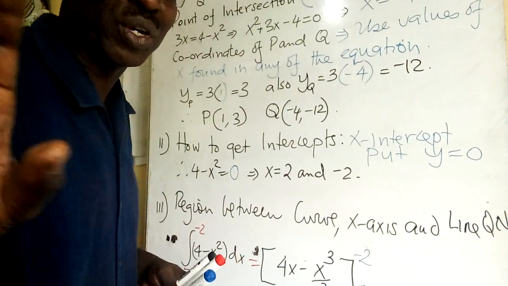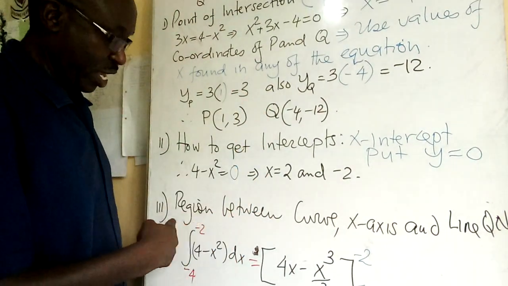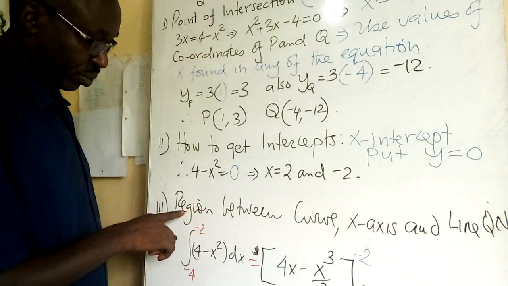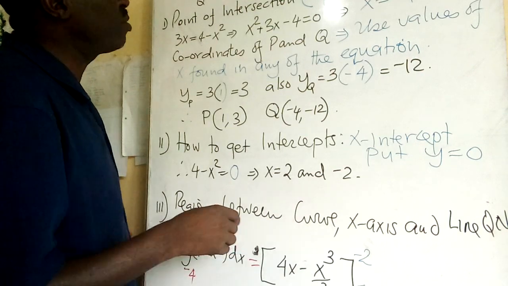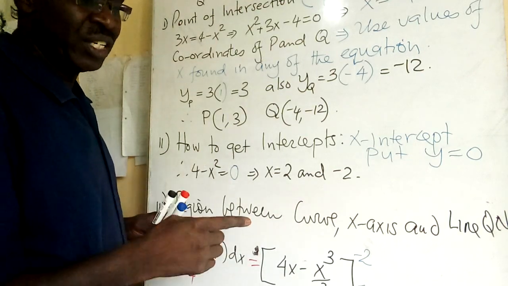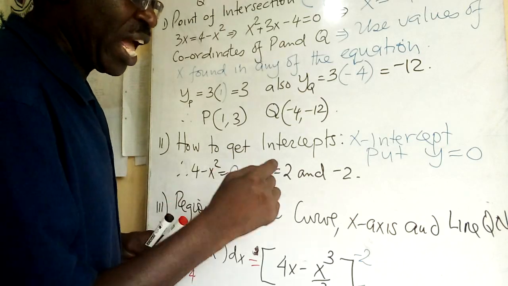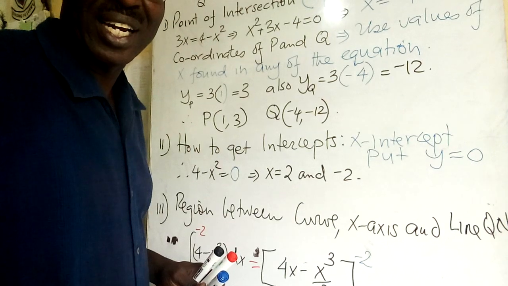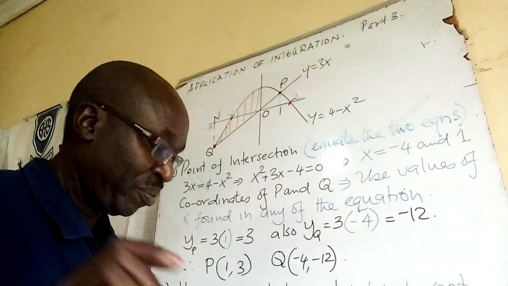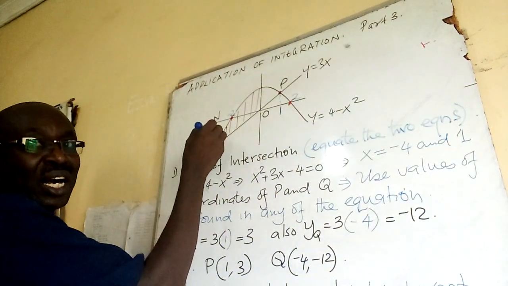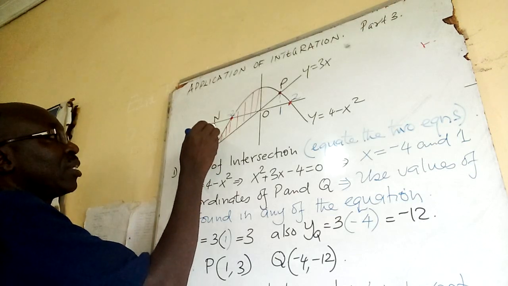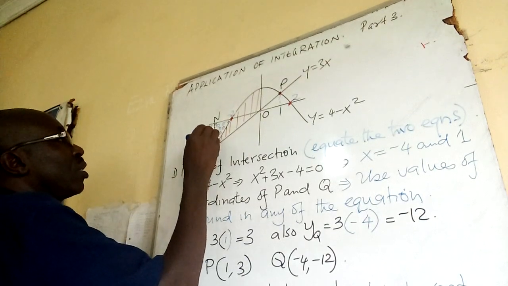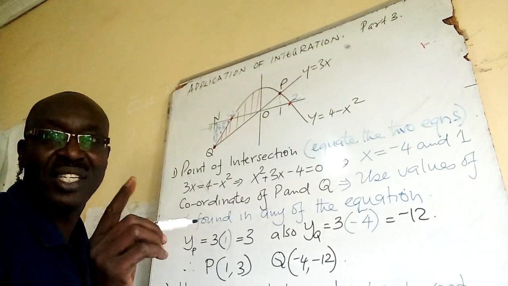Now we go back again. I see if we can conclude now. We are somewhere here now. So I ask you to get the region between the curve, the x-axis, and the line QN. Again, I take you back. I want this now shaded in. This one. That is the region I want now.